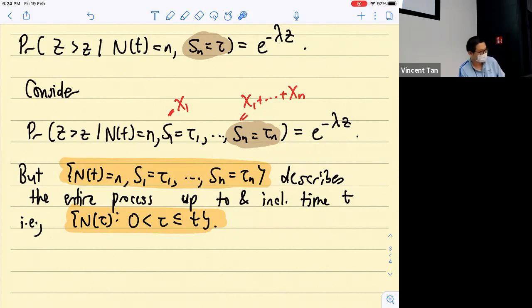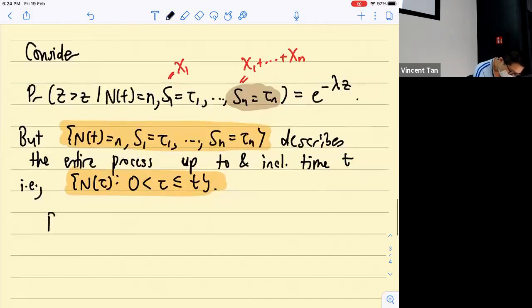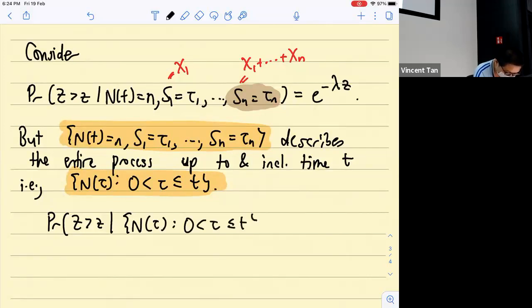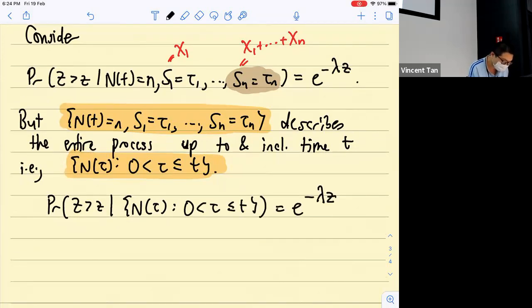So these two shaded parts are exactly equivalent in terms of the realization of this random process. What I'm saying here is that I can equivalently rewrite this guy up here as the probability that Z is greater than z, conditioned on the entire process up to and including time t, equals e to the minus lambda z. So this is what we have actually shown.